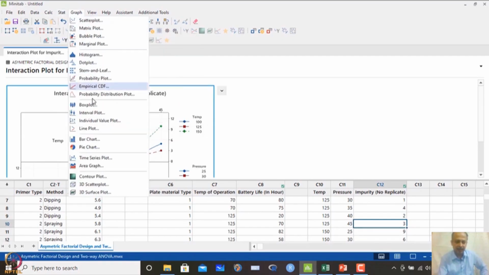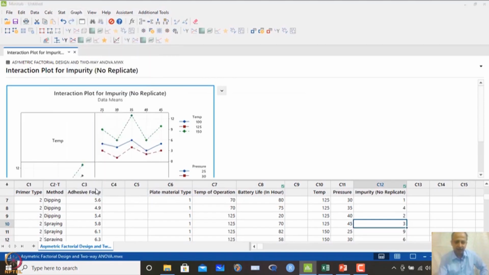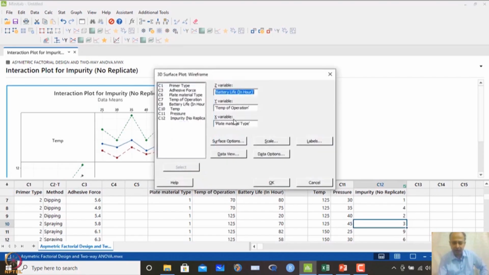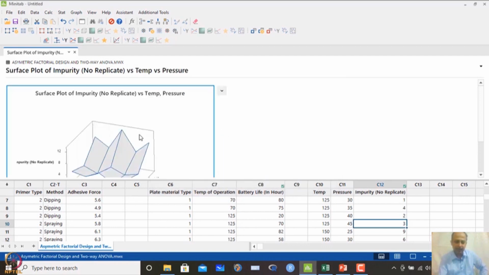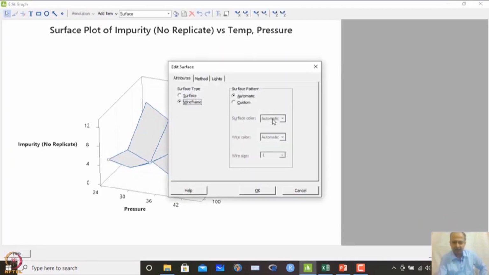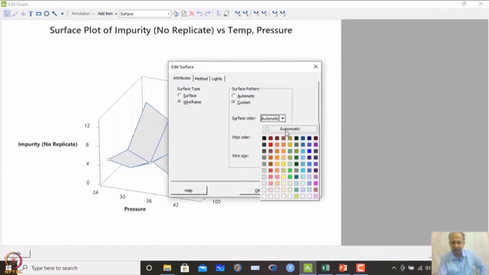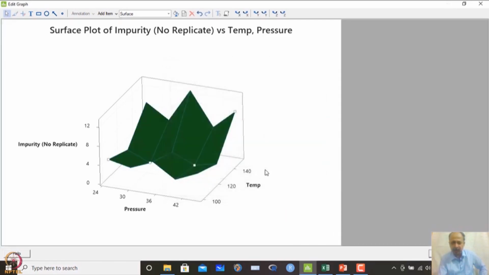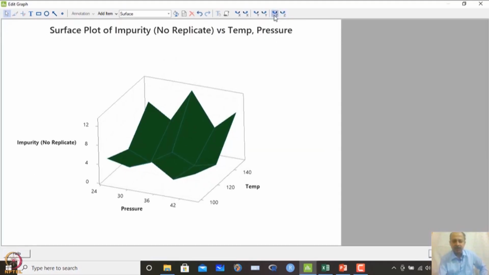graphically see the 3D surface plot that we are generating over here. In this case maybe wireframes also you can use. So, instead of this, impurity we will take, and temperature and pressure we will take over here, and I click OK, I will get the surface with the zigzag patterns that we have seen. This graph can be changed, and I can customize the surface patterns over here. So, maybe some colors we can use, and wire colors also, and we can click OK like that. So, this is the surface that we are generating over here, and we can rotate the surface like that.